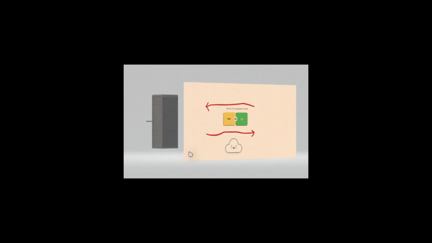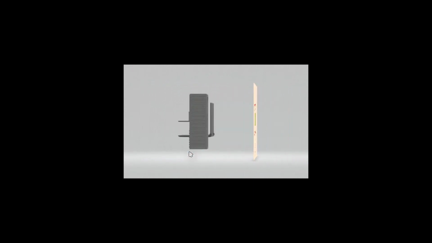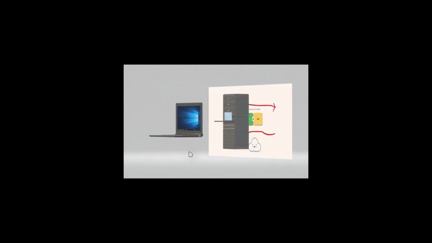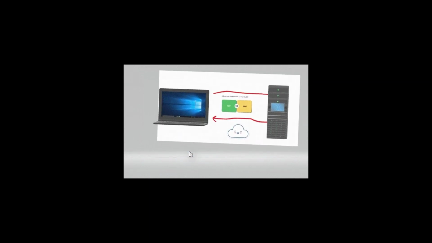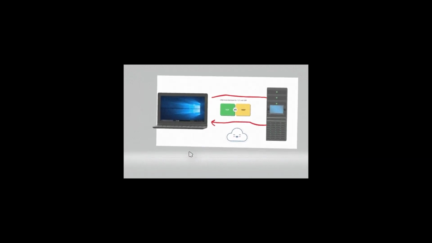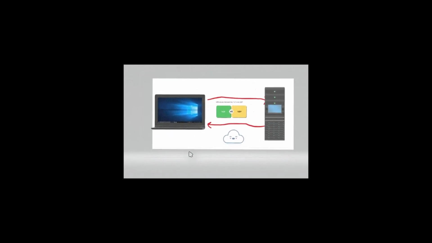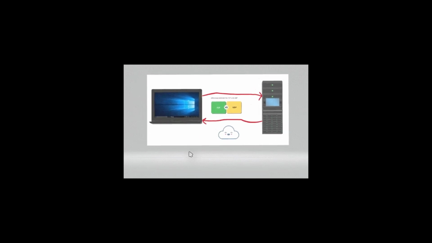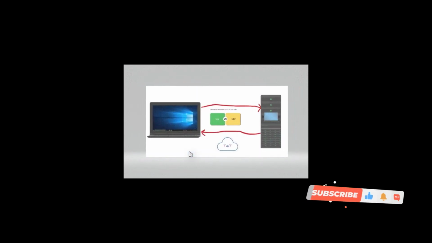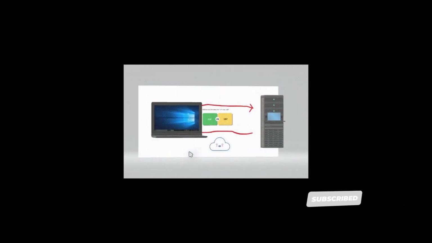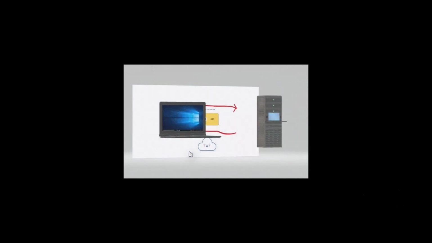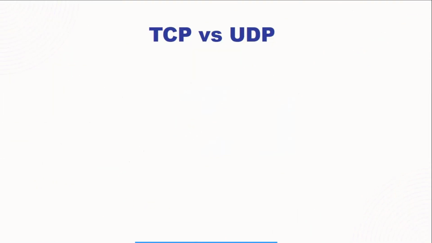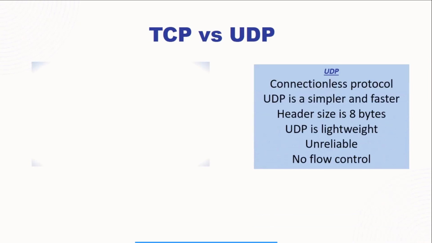In summary, TCP is suitable for applications that require reliable and error-free transmission, while UDP is suitable for real-time applications that prioritize speed and low latency over data reliability. The choice between TCP and UDP depends on the specific requirements of the application and the trade-off between reliability and performance. So this is the main difference between TCP and UDP.